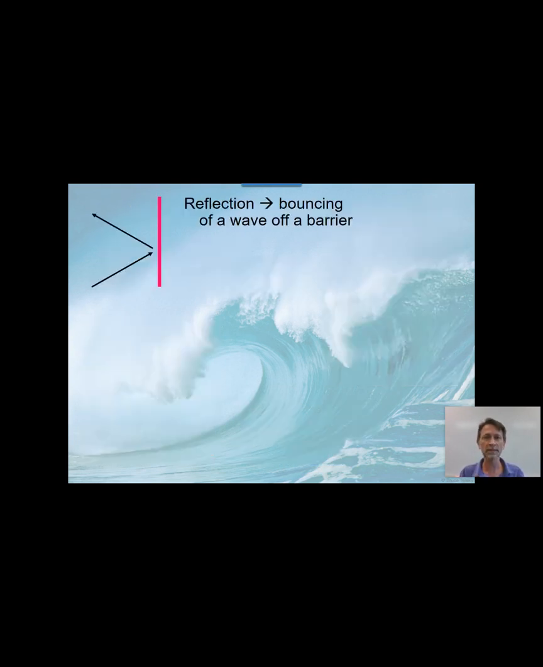Some other wave properties: reflection, you should be really super familiar with. Like every time you go to the bathroom and look at yourself in the mirror, you are seeing a wave bouncing off of a barrier.